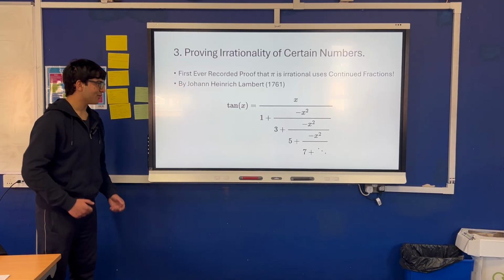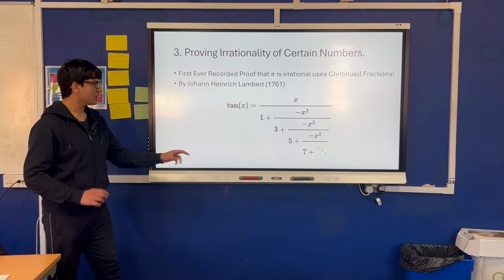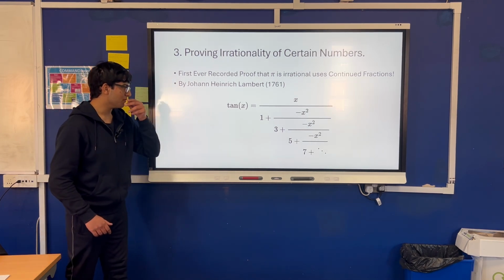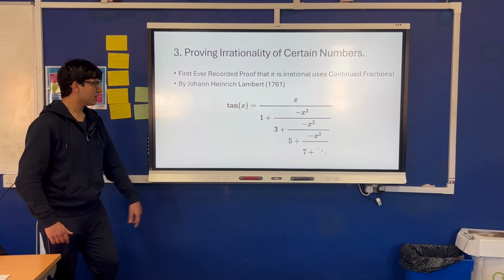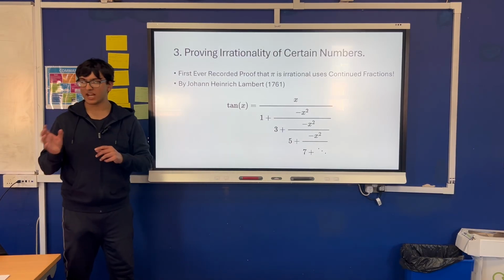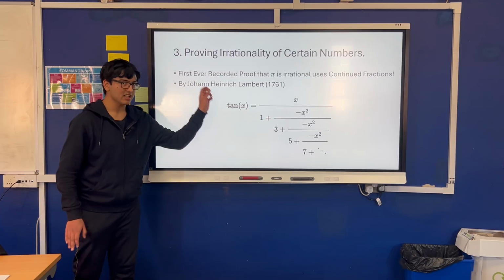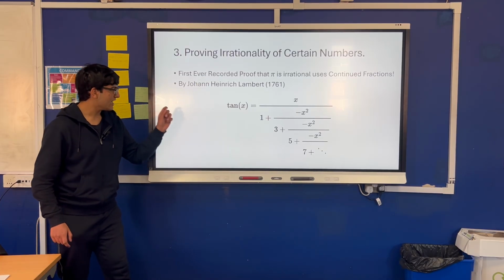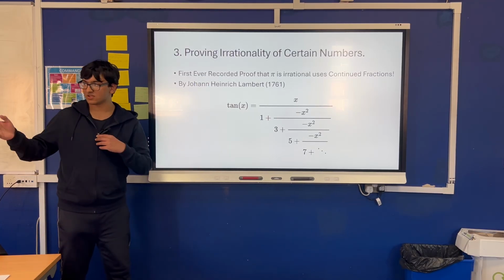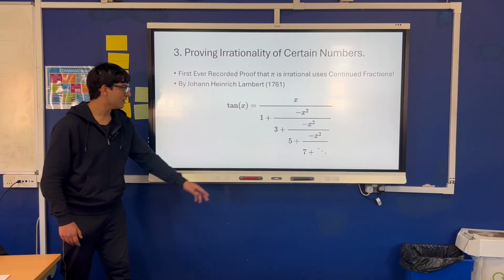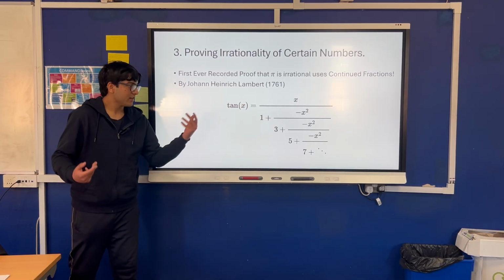Well, Lambert was like, I've got this continued fraction over here. Here's what I notice. Because it's an infinite continued fraction, I can see that as long as x is not equal to 0, and as long as x is rational, tan x must be irrational, right?